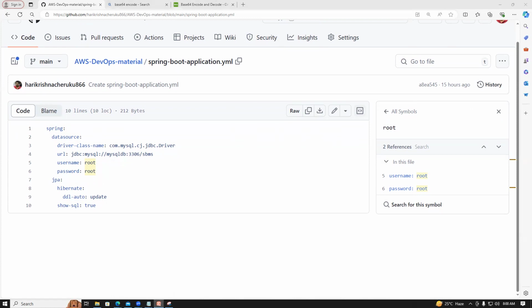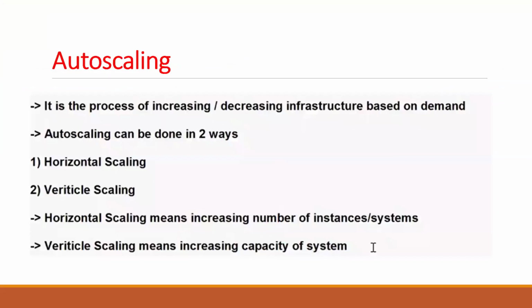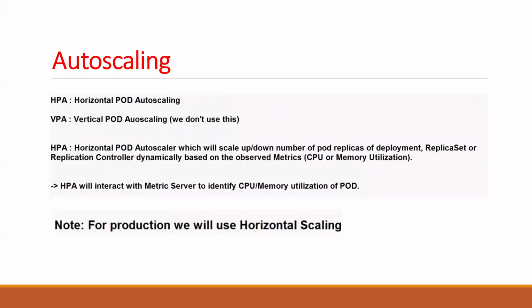The next topic is auto scaling. Auto scaling is the purpose of increasing and decreasing the infrastructure based on the demand. Auto scaling can be done in two ways: horizontal auto scaling and vertical auto scaling. Horizontal scaling means increasing the number of instances or systems. HPA is horizontal pod auto scaling and VPA is vertical pod auto scaling. In Kubernetes, we are not using the vertical pod auto scaler.